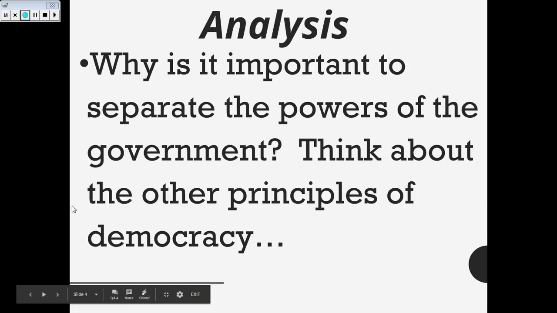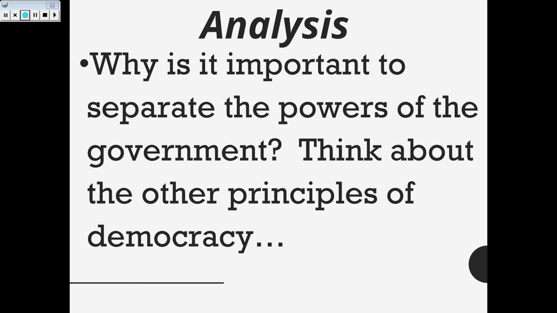So another question I want you to think about is this, and this is not in your notes, but I just want you to pause and think about it for just about a minute. So why is it important to separate the powers of the government? So think about the other principles of democracy.